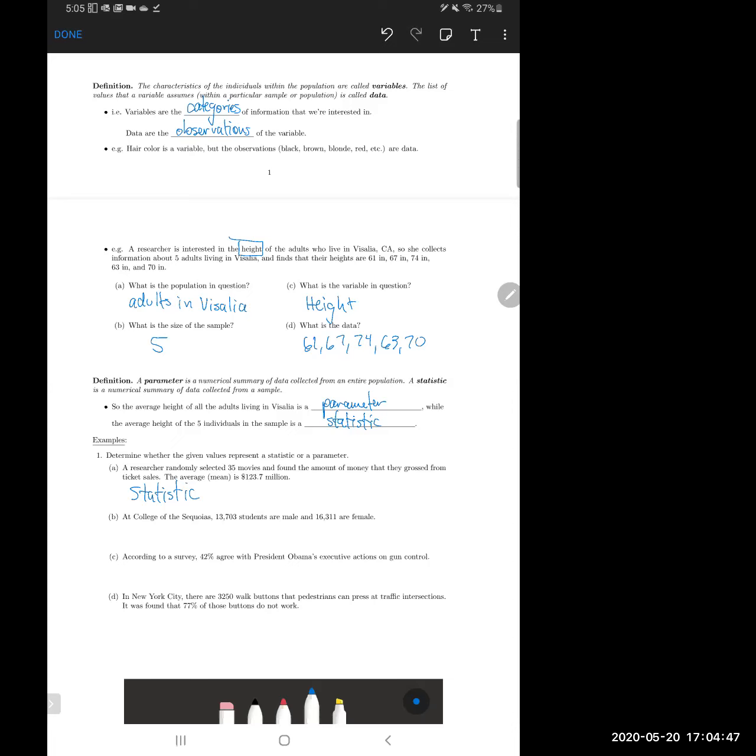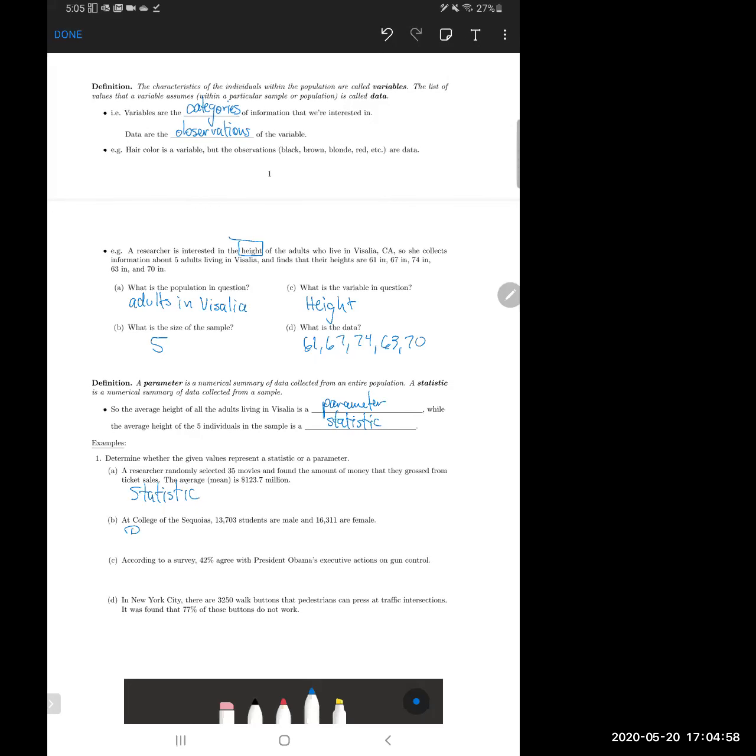Okay. Part B, at College of the Sequoias, 13,703 students are male and 16,311 are female. Those would be parameters, right? Those are parameters for sure.